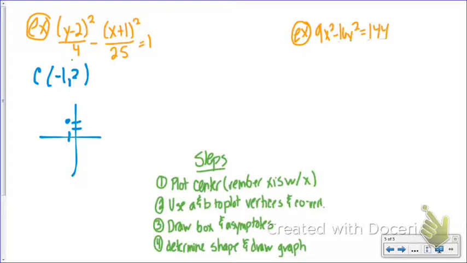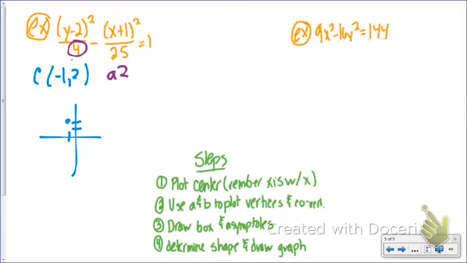Then the next thing I do, it tells me to use A and B to plot the vertices and the co-vertices. So I'm going to start with A. A is going to be the square root of the number that comes first. So A is going to be 2. So from the center, I'm going to go up and down 2.